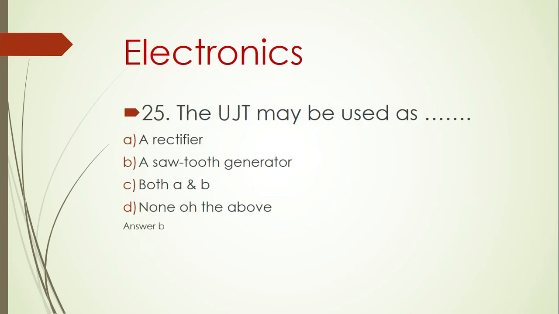Last MCQ, number 25. The UJT may be used as A, a rectifier, B, a sawtooth generator, C, both A and B, and D, none of the above. Option B, a sawtooth generator, is the correct answer.